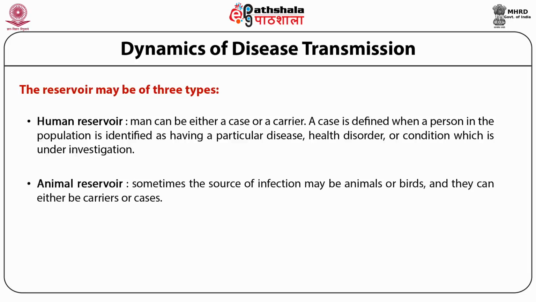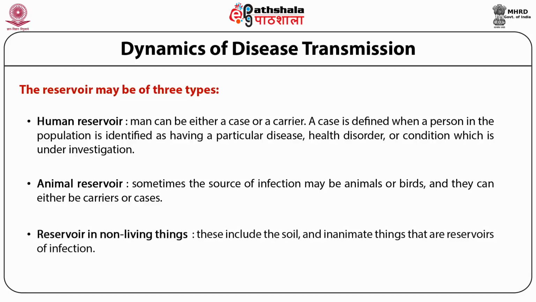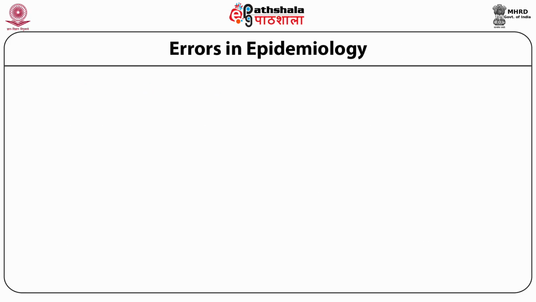The animal reservoir. Sometimes the source of infection may be animals or birds, and they can either be carriers or cases. The diseases caused by vertebrates are called zoonoses, for example, rabies, while birds can also spread some fatal illnesses among humans. The third reservoir is a non-living thing, and this can include the soil, or any inanimate thing that is a reservoir of infections. Let us discuss the errors in epidemiology.